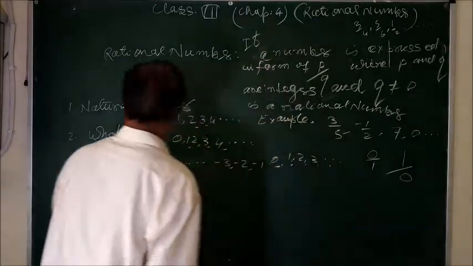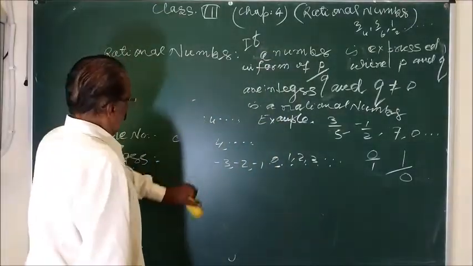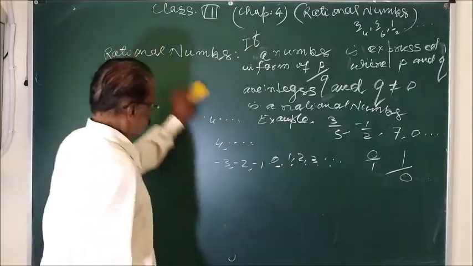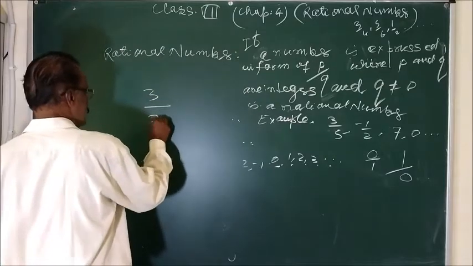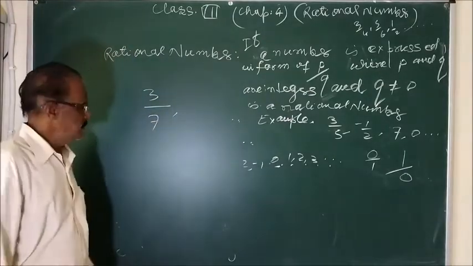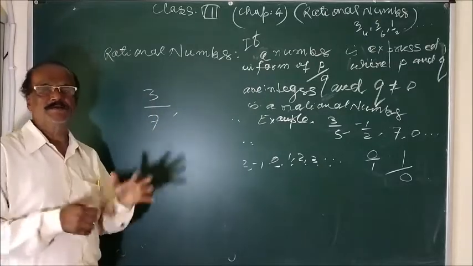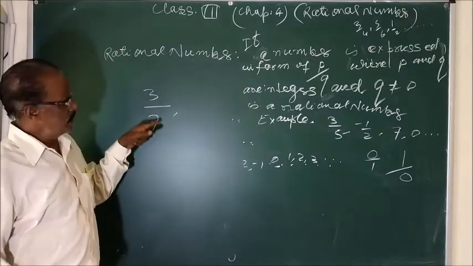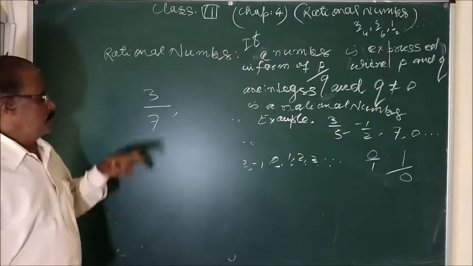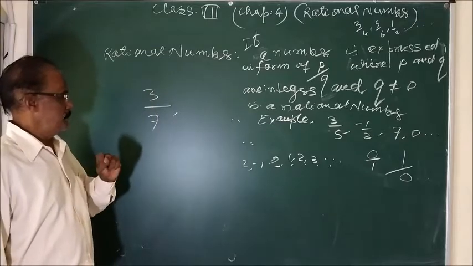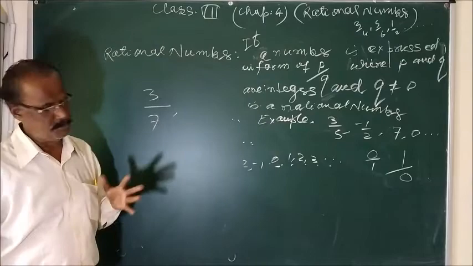Now you learn what rational numbers are. Suppose 3 by 7, this is a rational number. The number above the line in a fraction is called the numerator, and the number below the horizontal line is called the denominator. Numerator and denominator combine to form a rational number, a fraction.